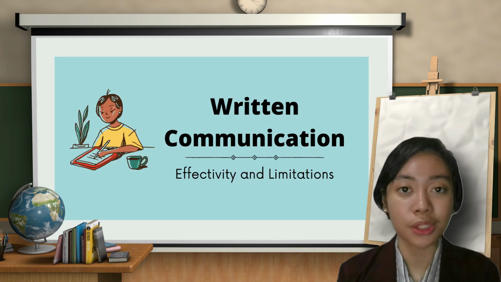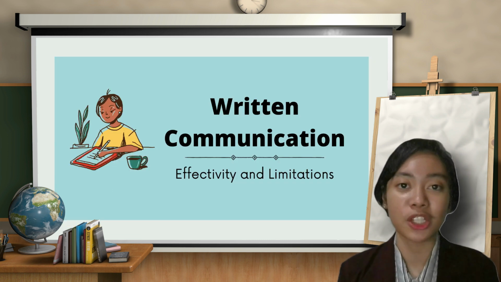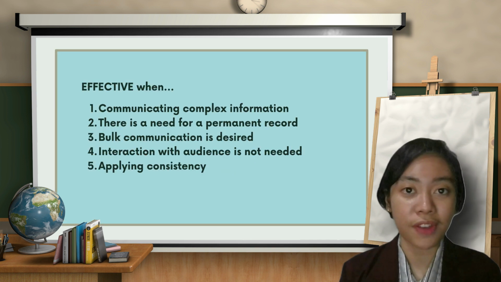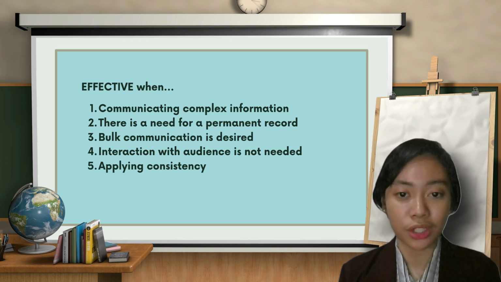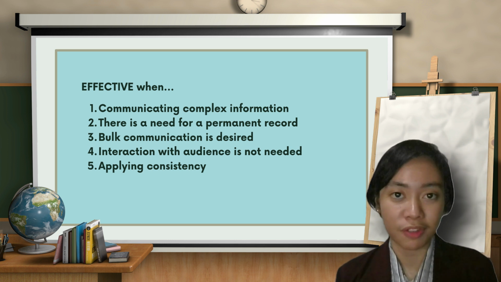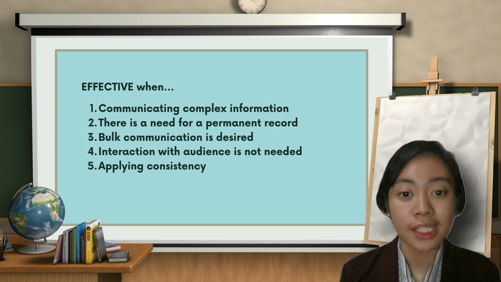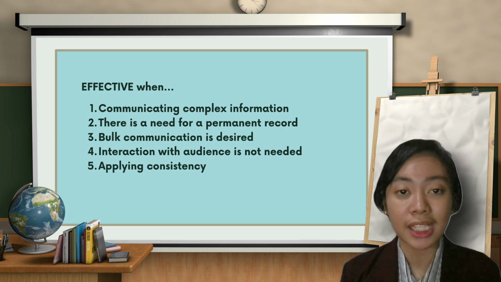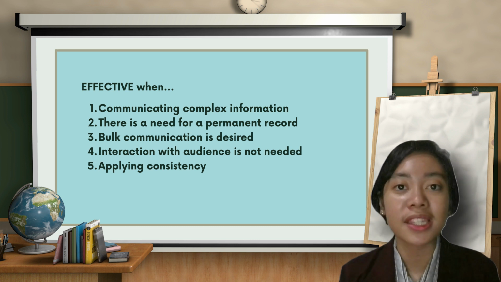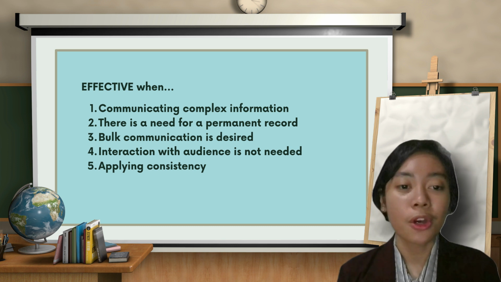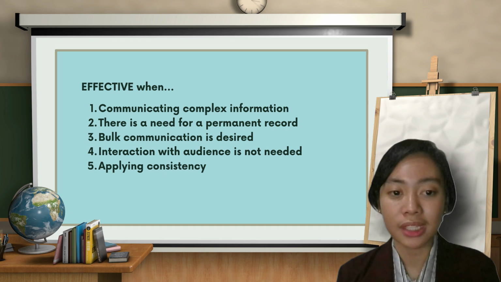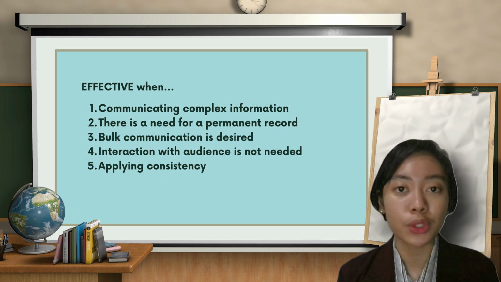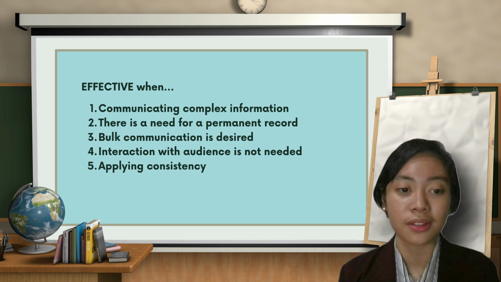Now, let us proceed to its effectivity and limitations. Written communication is effective when communicating complex information. When this situation occurs, written communication is preferable. With the message written, the reader can read it repeatedly until he or she understands the entire message. Second, when there is a need for a permanent record. When one needs a permanent record, a written document is often made. It is preferable also for future reference, such as contracts.